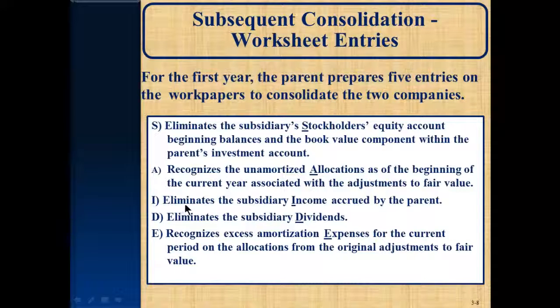Now, letter I for this entry on your consolidation worksheet is to eliminate the subsidiary income that's earned by the parent. As you might guess, this is going to be needed when you're under the equity method. You're not going to need this when you're under the initial value method, because you have not been adjusting your investment for the underlying earnings of the subsidiary. Letter D is going to handle that dividend account if the subsidiary is paying dividends.